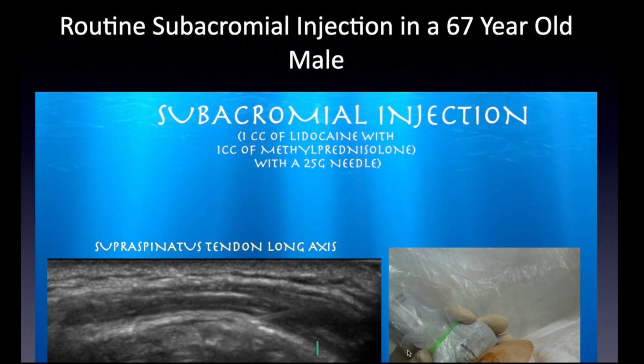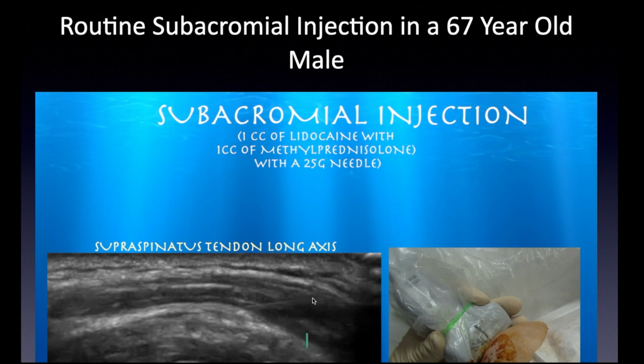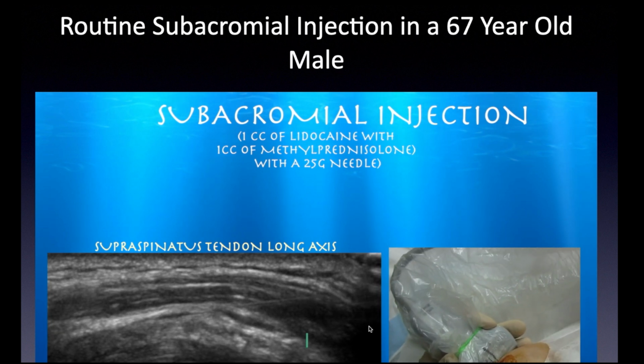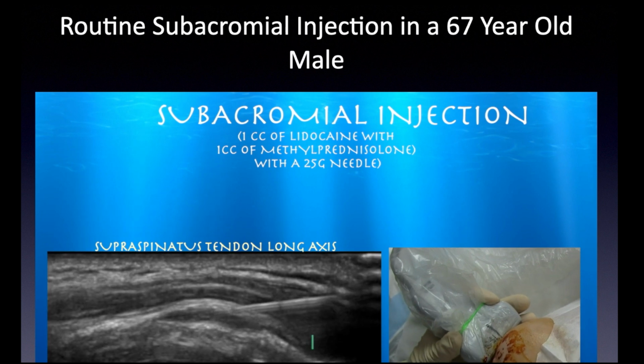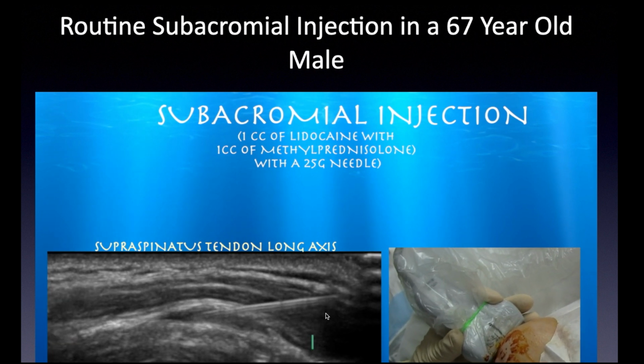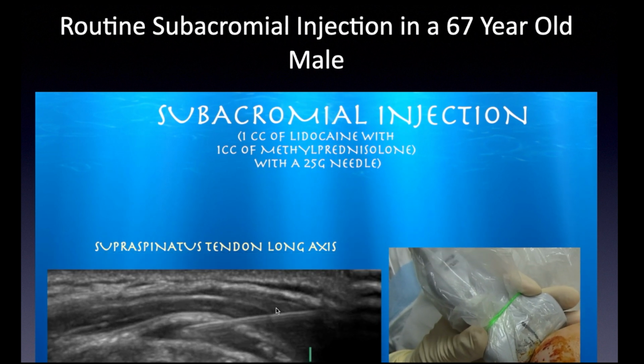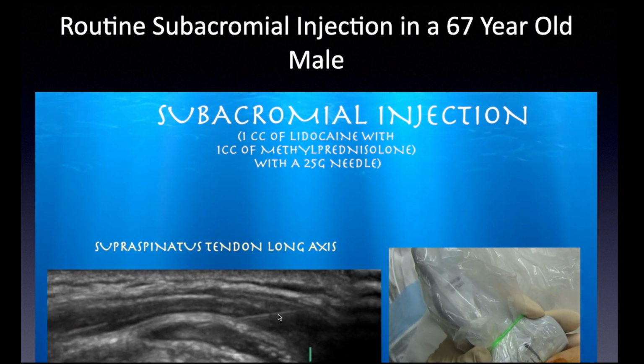Okay, so here's a 25 gauge needle. You can actually get away with a 25 gauge needle for these procedures, just because the needle is so superficial and so close to the probe, you can still see it very well. That being said, I still like to use a 22 gauge because it's a thicker needle, it's still easier to see, and it doesn't bend.